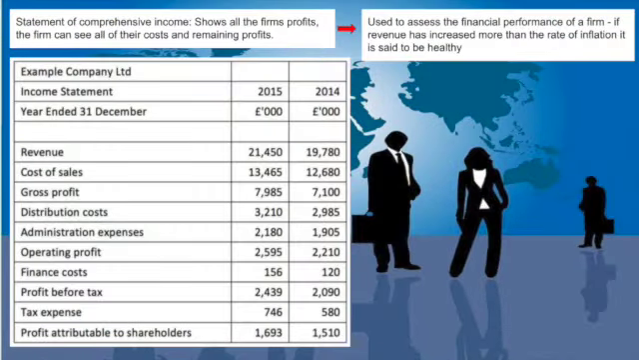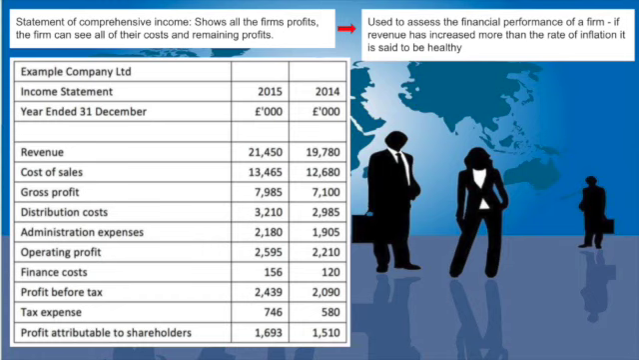So we're just going to look at a statement of comprehensive income. This shows all the firm's profits, such as the cost and the remaining profits. So like the gross profit, all that stuff. You don't really need to know the definition, you just need to know what it is. And it's used to assess the financial performance of a firm. If revenue has increased more than the rate of inflation, it's said to be in a healthy position.